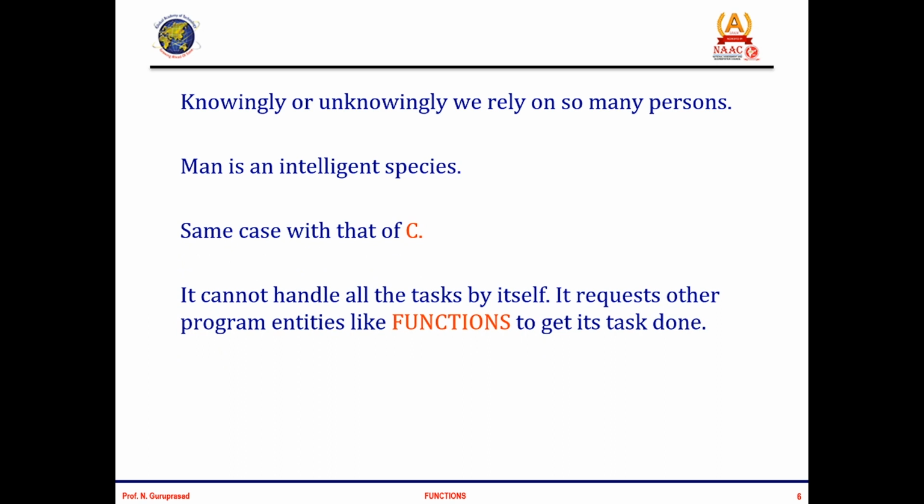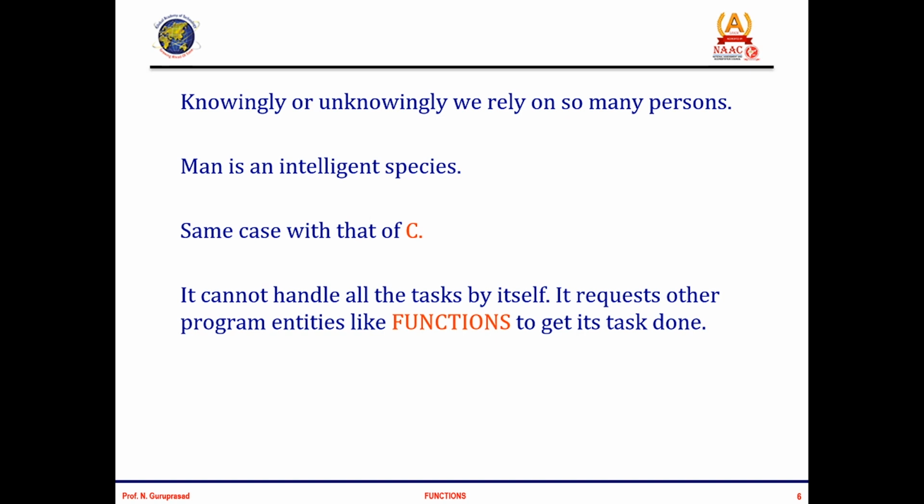Knowingly or unknowingly, we rely on so many persons for so many things. We know that man is an intelligent species, but still, born as a human being, we cannot perform all the life tasks all alone. As human beings, we have to rely on others. For example, you may call a mechanic to fix your bike, or probably you hire a gardener to mow your lawn, and so many other tasks in life for which we have to rely on people. Of late, the majority of us rely on a maid for cleaning household items and utensils.